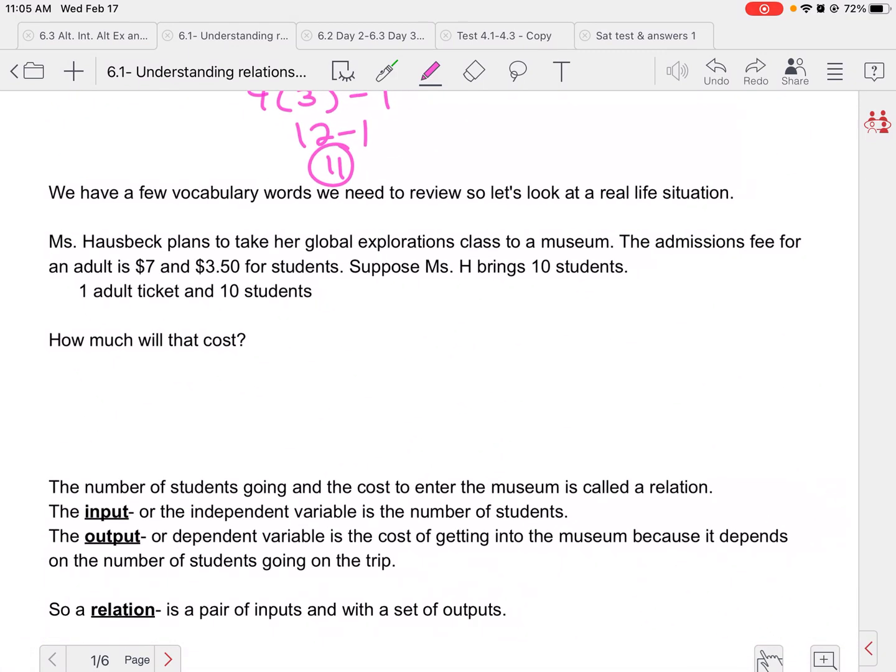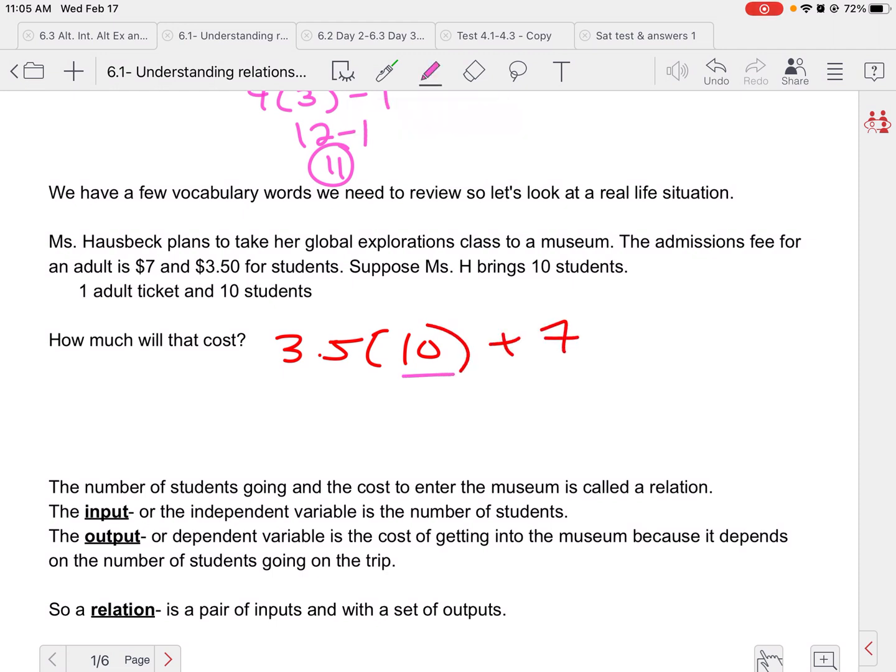Okay. So Miss Hosbeck plans to take her global explorations class to a museum. The admission fee for an adult is $7 and $3.50 for students. Suppose Miss H brings 10 students, so 1 adult ticket and 10 student tickets. Okay, so I know it's going to be $3.50 for the 10 students, plus the $7 for me, okay?